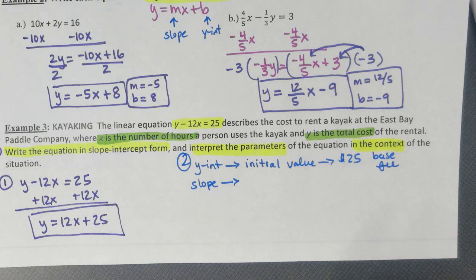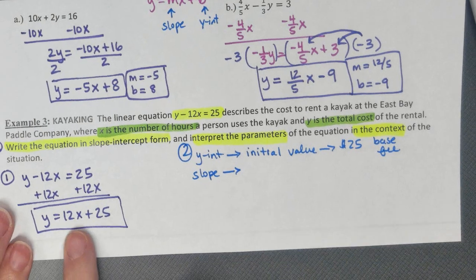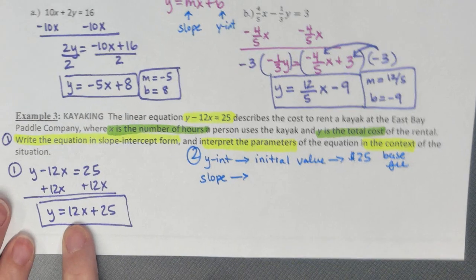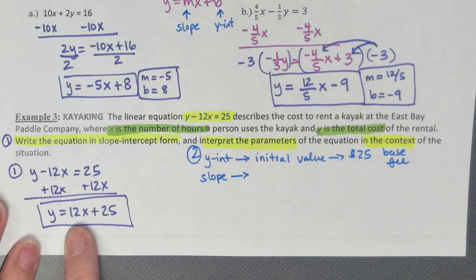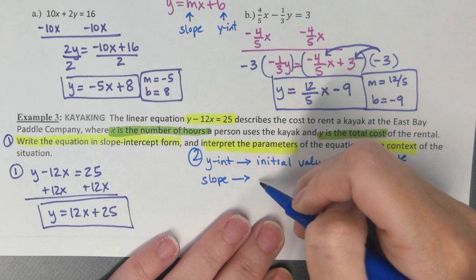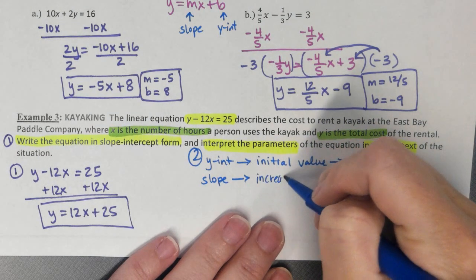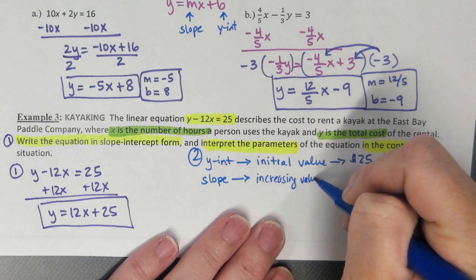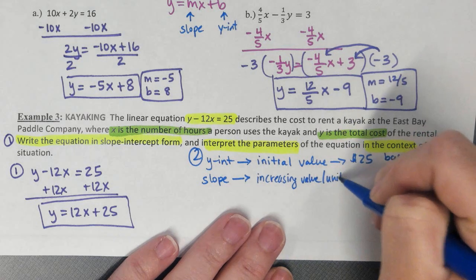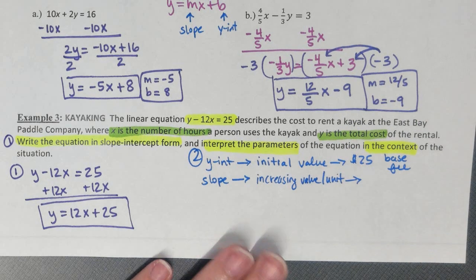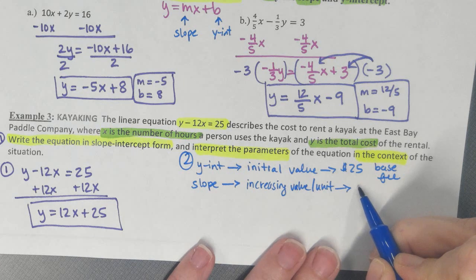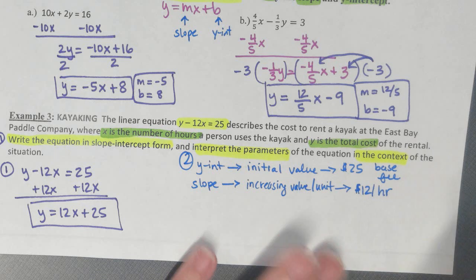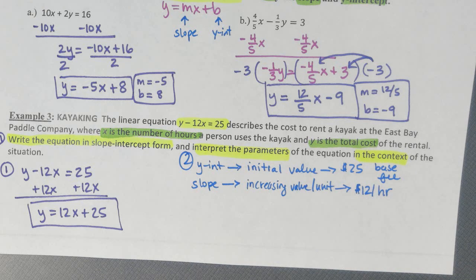That's where the slope comes in. So when you're thinking of a line and you're using the slope, remember how we would do like 12 over 1? That means it's increasing by 12 each time. So it's the increasing value per unit. In this case, our slope is 12, but what does that mean? The cost per hour, good. So for every hour, you're going to be charged $12.